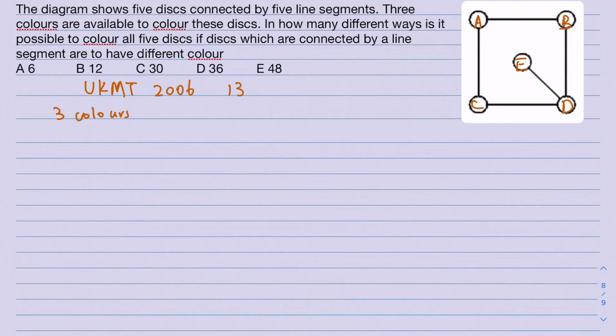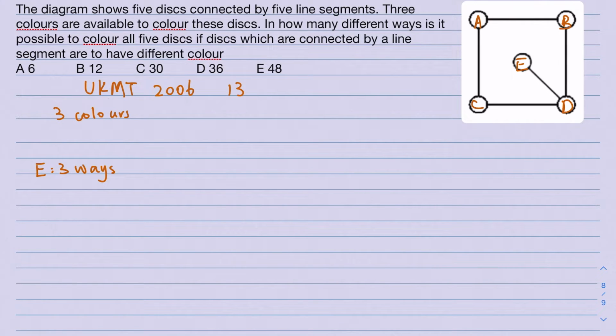So I will start from disk E. Let's determine how many colors we can color disk E first. 3, right? Because it's the first we determine and it has all the choices. So if we want to color E, we have 3 ways.